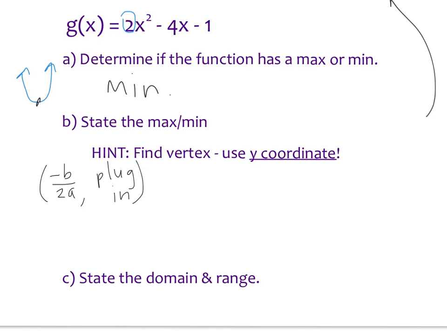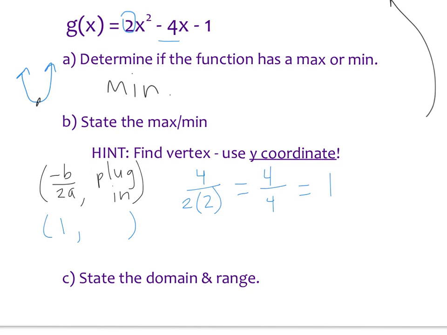So opposite of b over 2a. So b is really negative 4, so the opposite of negative 4 is positive 4 over 2 times a, and a is 2, and that equals 4 over 4, which is 1. So the x-coordinate of my vertex is 1. Now I have to solve to figure out the y-coordinate.